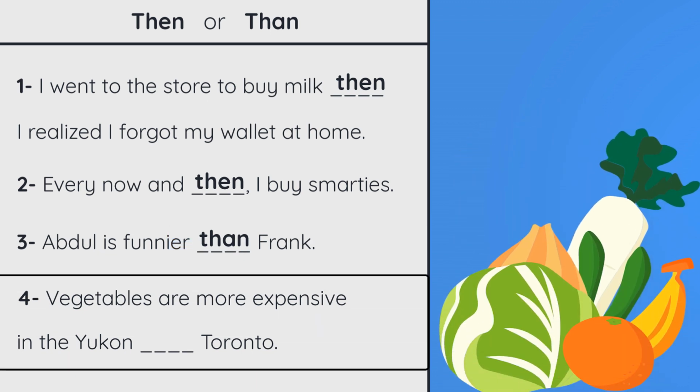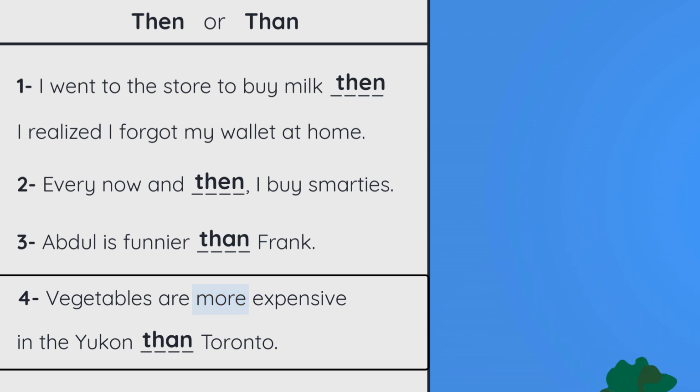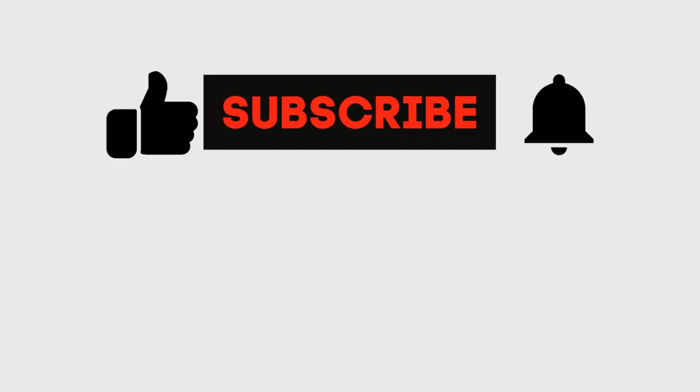Number four: vegetables are more expensive in the Yukon blank Toronto. The Yukon is the northern part of Canada. What do you think? Than. How do I know it was than? We are comparing the Yukon to Toronto, and I see the word more. Anytime I see more, it's going to be some sort of comparison. So in this case, than is correct.